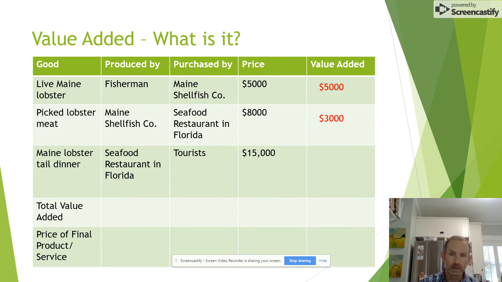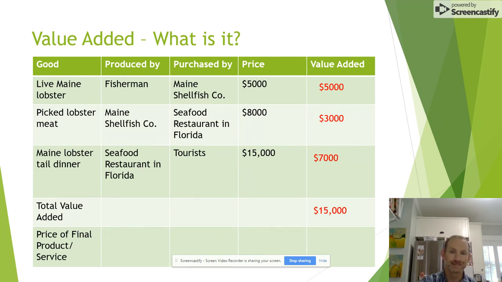So the value added at that step is $3,000. Now, let's say the restaurant in Florida sells fancy Maine lobster tail dinners to tourists for a total of $15,000. So they've taken something that was worth $8,000, transformed it into something worth $15,000. So the value added is $7,000. So if you add up those three numbers in the right column, you get a total value added of $15,000.